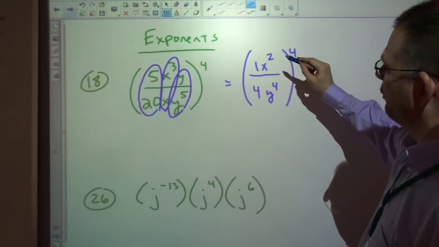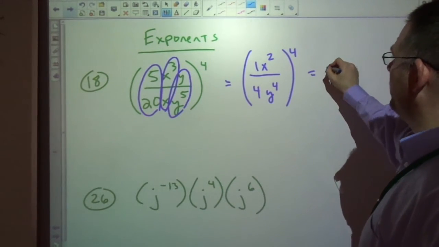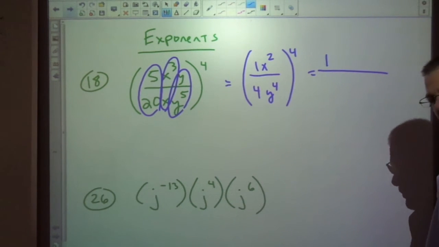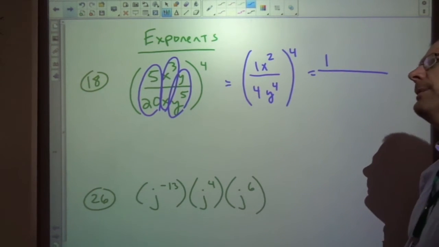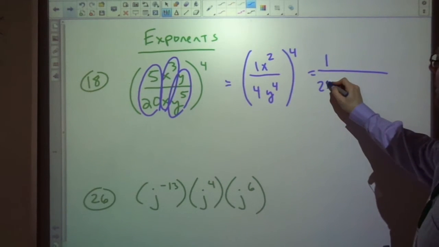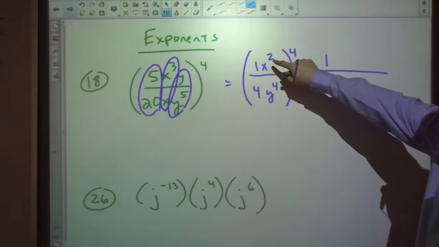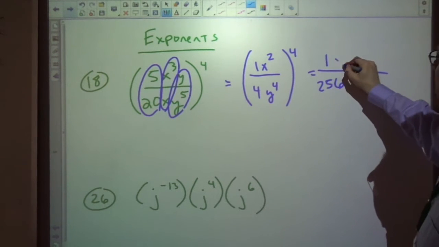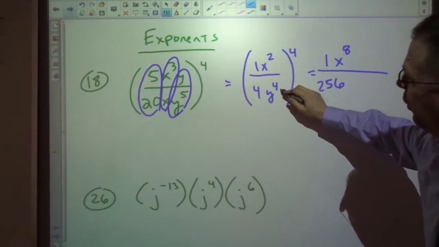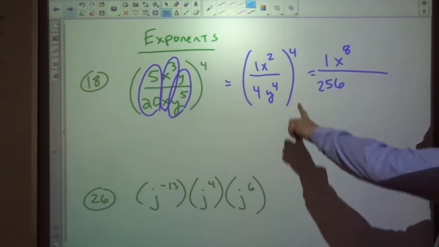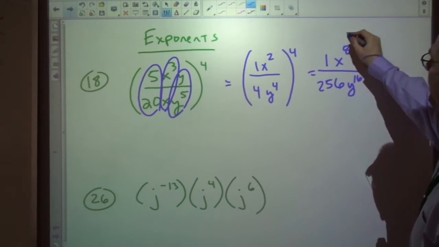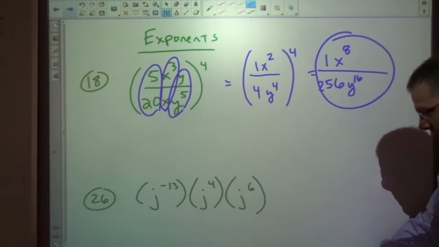1 raised to the 4th, 1 times 1 times 1 times 1, that's 1. The 4 raised to the 4th, 4 times 4 times 4 times 4, that's 16 times 16, which is 256. X squared to the fourth is x squared, x squared, x squared, x squared, which is x to the eighth. And y to the fourth, we multiply those, and that is 4 times 4, which is 16. So there's our answer here.